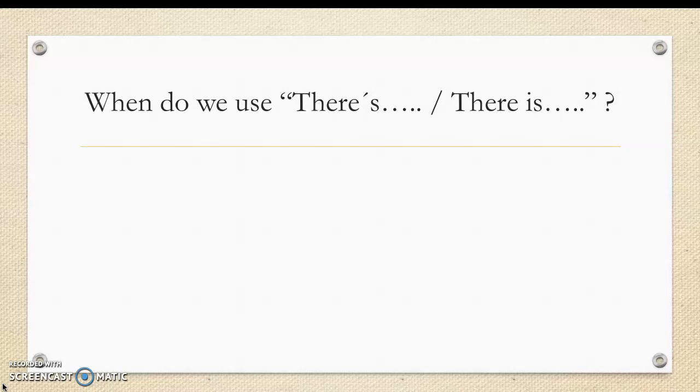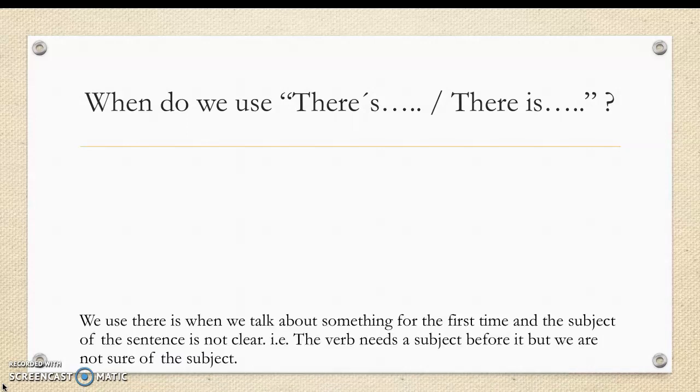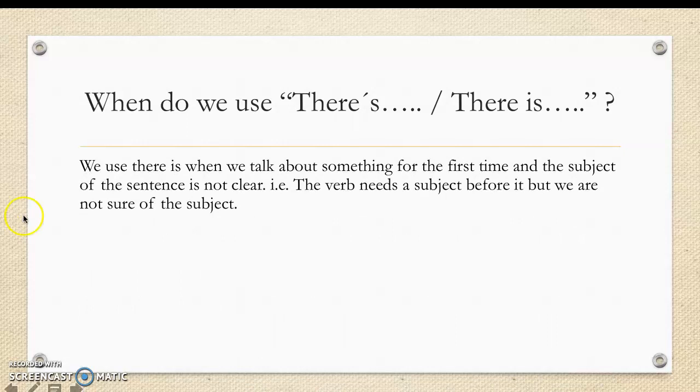Okay, let's go over to theirs and there is. When do we use them? Okay, let's read this together. We use there is when we talk about something for the first time and the subject of the sentence is not clear. And this means the verb needs a subject before the verb, but we are not sure of the subject. So let's have a look what I mean.